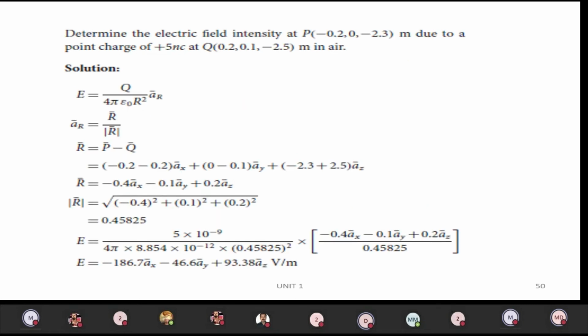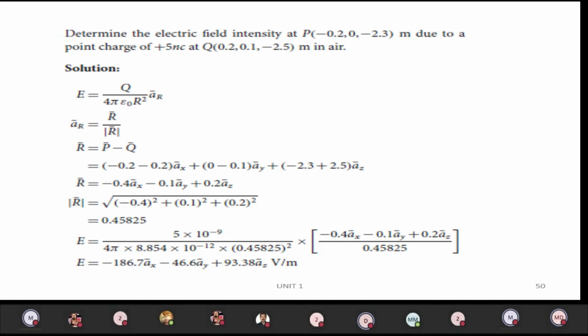The next one we have is to determine the electric field intensity at point P (minus 0.2, 0, minus 2.3) meter due to a point charge of 5 nanocoulomb at Q (0.2, 0.1, minus 2.5) meter in air medium. This problem relates to electric field intensity.